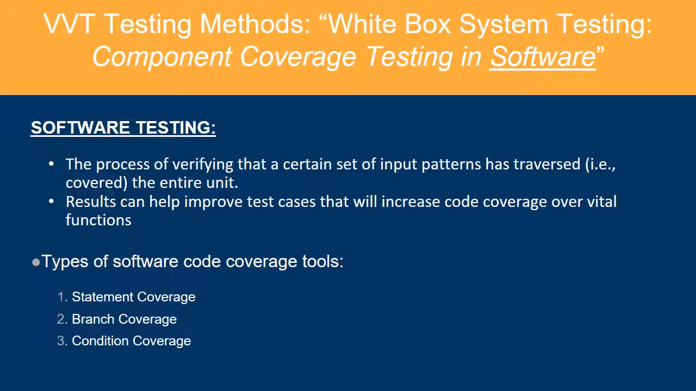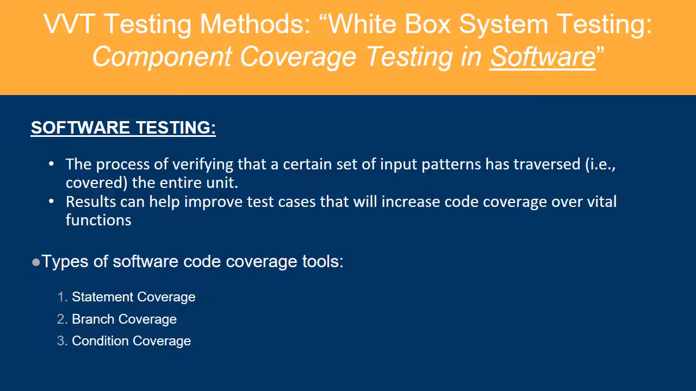In terms of component coverage testing in software, code coverage testing results can help improve test cases that will increase code coverage over vital functions. For software code coverage, there are 3 popular types. They are statement coverage, branch coverage, and condition coverage.